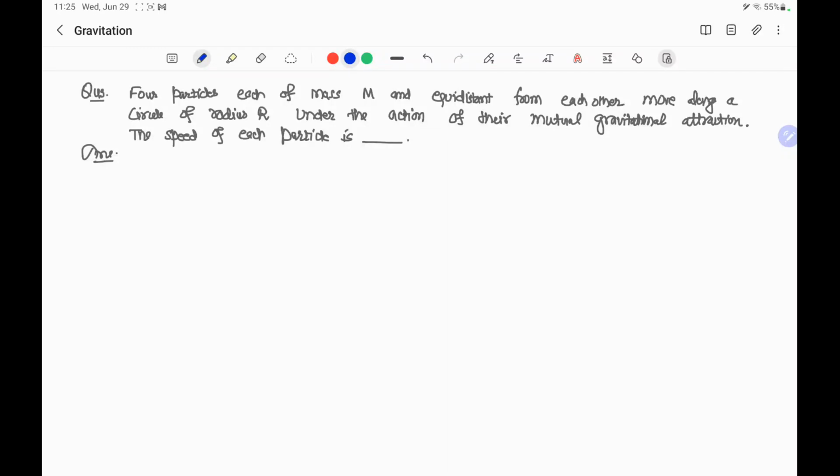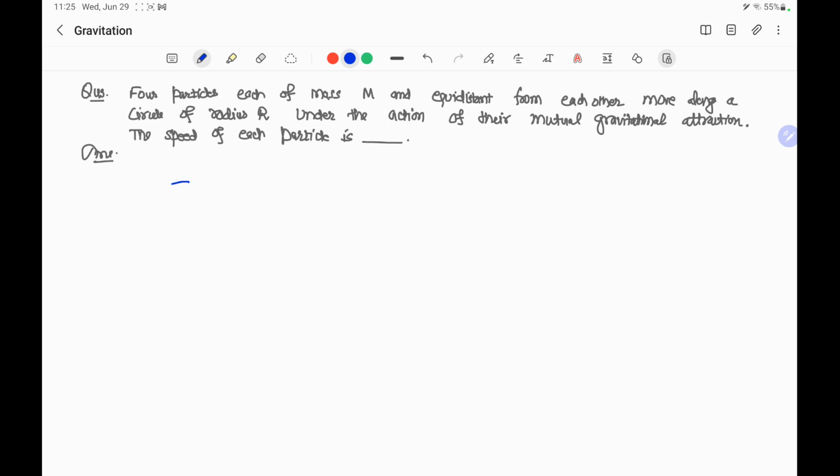Based on the concept discussed, we take an example: four particles each of mass m and equidistant from each other move along a circle of radius r under the action of their mutual gravitational attraction. The speed of each particle is?